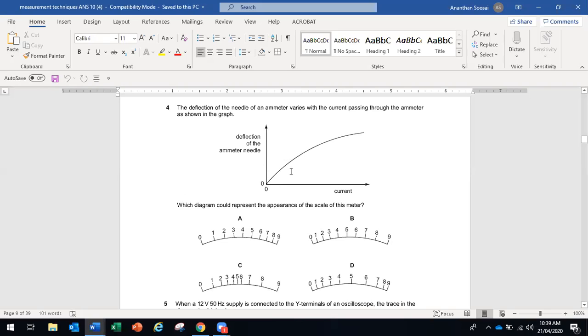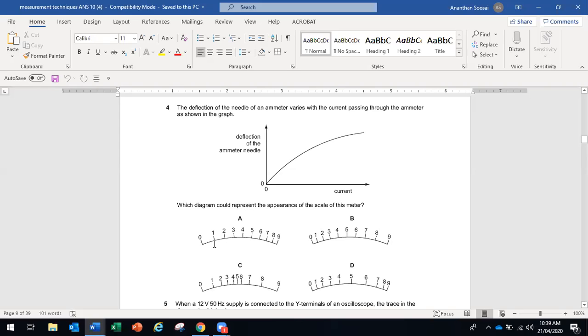The needle is going to turn a lot. It then becomes less sensitive later. Less sensitive means for greater current, the deflection becomes very small. That means the scale must be quite close to each other. So which is the answer? Anyone? A. Should be A.